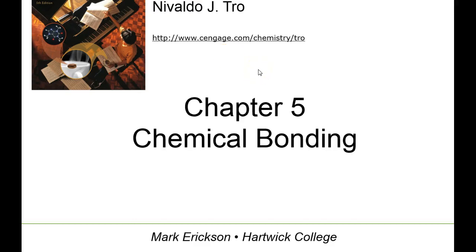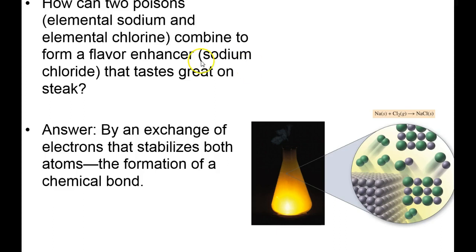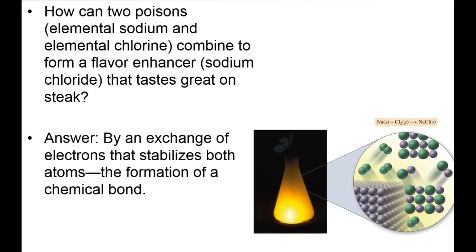And so we're going to look a little further into what we're doing with these chemical bonds. The first thing they go through as an example in your textbook is, how can we take two poisons, elemental sodium and elemental chlorine, and combine them to make sodium chloride that we can put on our food, which is not poisonous at all. Basically, the exchange of electrons stabilizes the atoms of both those elements and makes a chemical bond in the sodium chloride. So it takes sodium as a solid plus chlorine gas and makes NaCl, which is a solid.